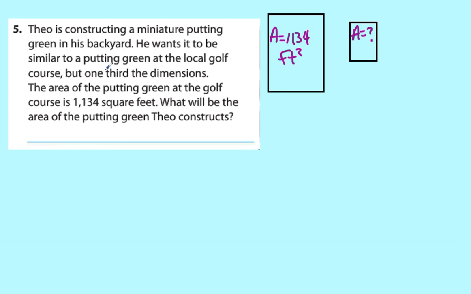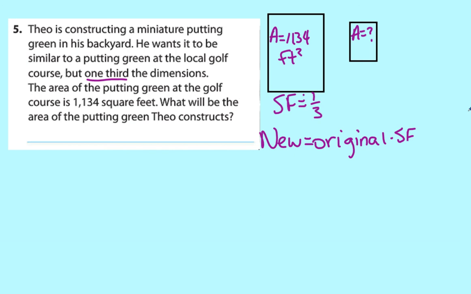Fortunately, it gives us all the information we need. It says it's 1/3, which means our scale factor is 1/3. And since it's area, we can use our formula for area. So the new area will equal the original area times the scale factor. And remember, since it's feet squared, since it's area, 2 dimensions, this has got to be scale factor to the second power.